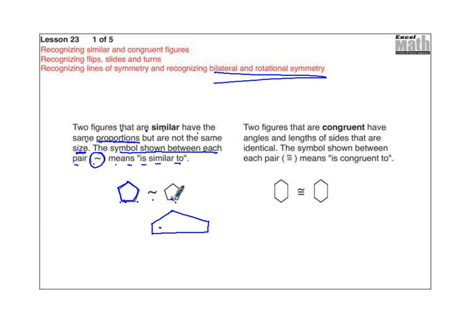All right, here is the next part. Two figures that are congruent have angles and lengths of sides that are identical. They're exactly the same. The symbol shown between each pair looks like this, and means is congruent to. This one is congruent to that. So two shapes that look exactly the same, not one of them bigger than the other, but they're the same size. I mean, you could take this shape here, put it right on top of that one, and it would match up perfectly. And so those shapes are congruent to each other. You can see we have the equal sign with a little squiggly line across the top.